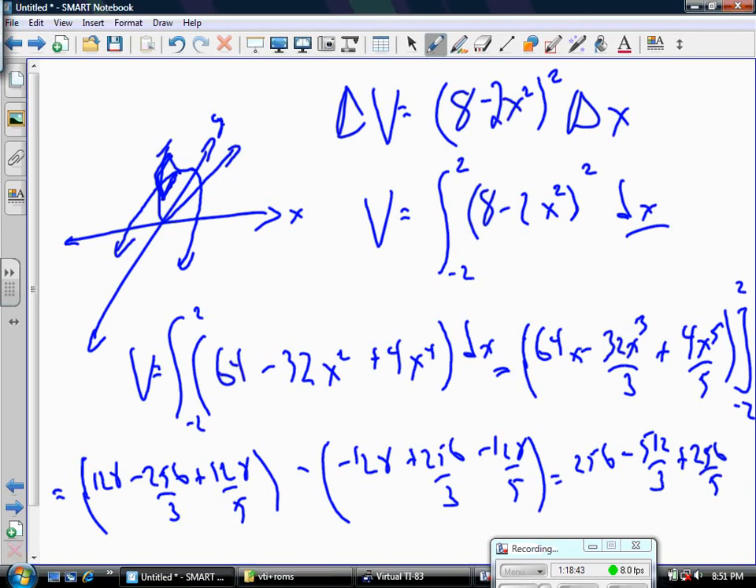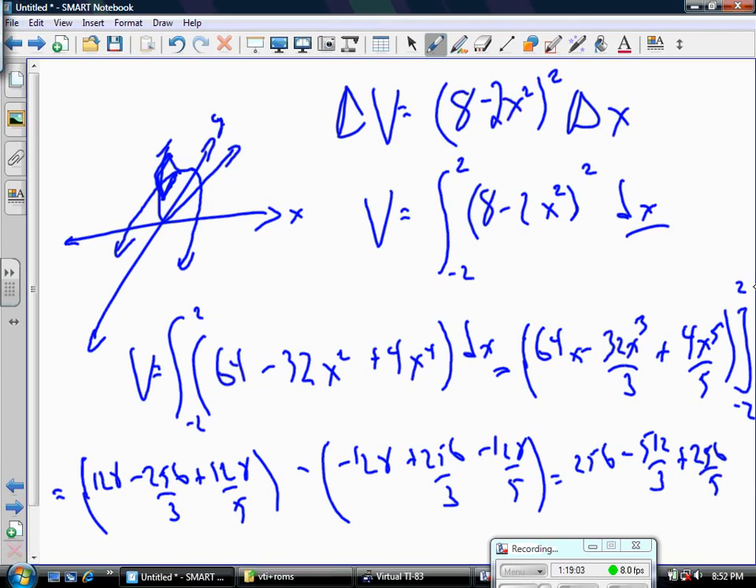All right, that's called volume of a known cross section. When the slice is not necessarily a circle, it could be a square, it could be a triangle, it could be something else. You can still set up a Riemann sum. So, all kinds of weird shapes now. Areas and volumes, all kinds of weird shapes.